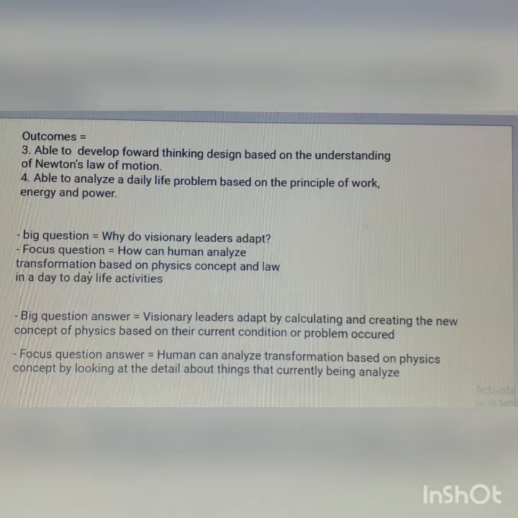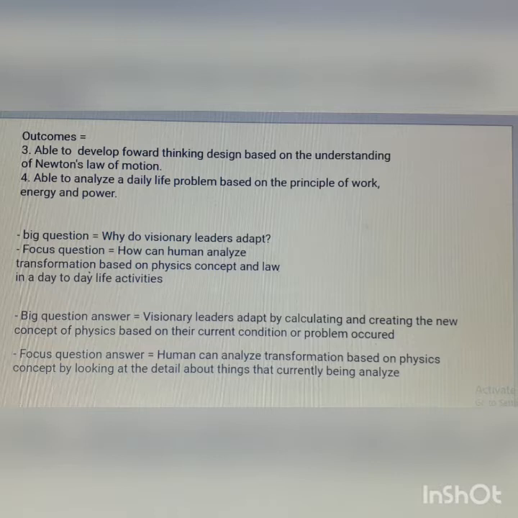There is a big question in this project, that is, why do visionary leaders adapt? And the second one is the focus question, that is, how can humans analyze transformation based on physics concepts and laws in day-to-day life activities?